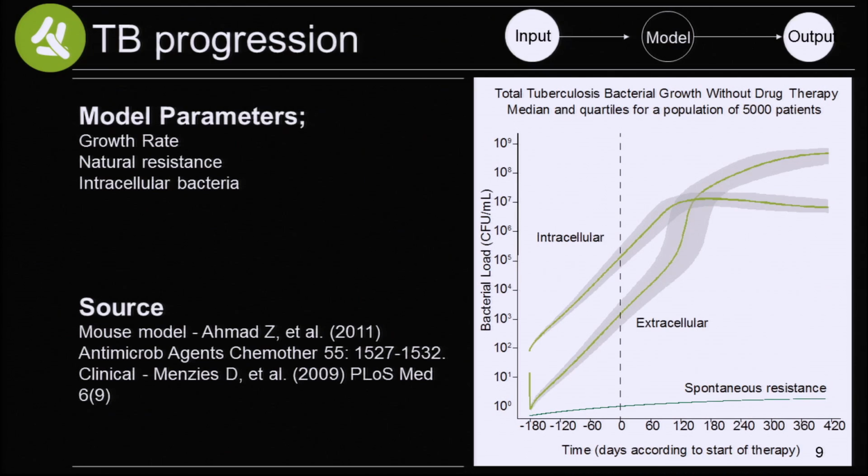For this set of models, we've looked at mouse models and clinical data to fill in our TB growth and resistance. And then on the right-hand side, you can see the natural growth, intracellularly, extracellularly, and also spontaneous resistance occurring without any drug on board.